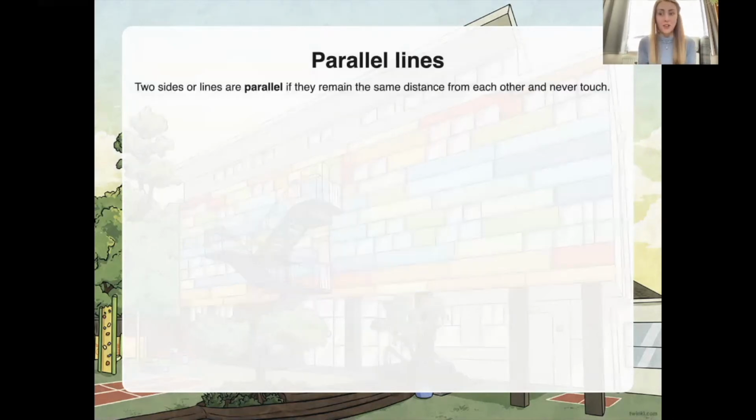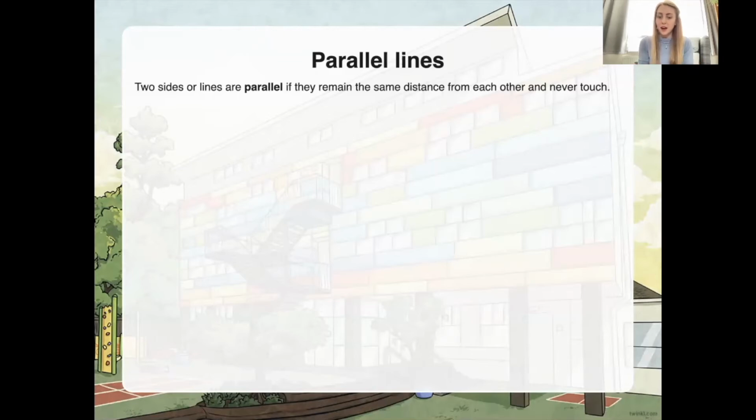So the first one that we're going to have a look at is parallel lines. Now, parallel lines are either two sides of a shape or two independent lines. If they are parallel, they remain the same distance from each other and they will never touch or cross over. So the best way really of thinking about parallel lines is to imagine train tracks. If you imagine you've got your train tracks that the train runs on, when one turns slightly to the side, the other one moves at the same time, so that those train tracks never get closer together, but they also never get further apart. Otherwise, it would be a disaster for that train.